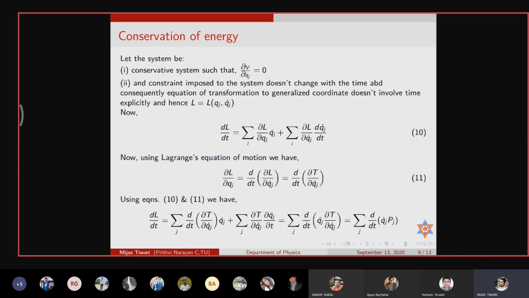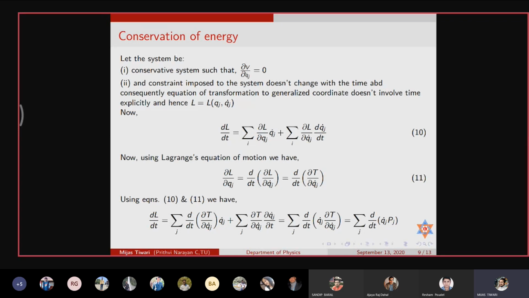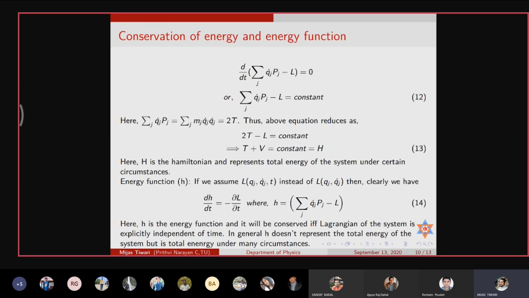Substituting the value of 11 in equation 10, we have summation j d by dt of q dot j pj, and bringing the dL by dt to the right hand side, we have d by dt of summation j q dot j pj minus L equal to 0, which implies that summation j q dot j pj minus L equals a constant. Here we need to know the actual physics behind this equation. Here we have simply substituted the value of summation j q dot j pj. Here pj is the momentum, therefore mj q dot j is the value of pj, and mj q dot j squared is simply twice the kinetic energy. Thus the above equation reduces to 2T minus L equals a constant, T plus V equals a constant.